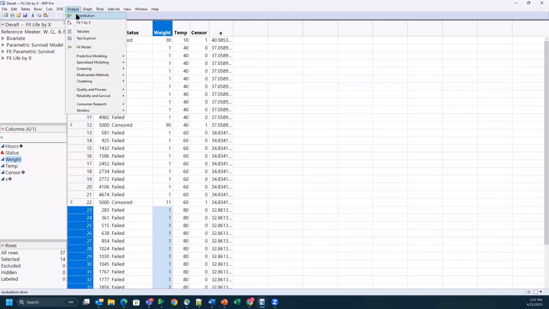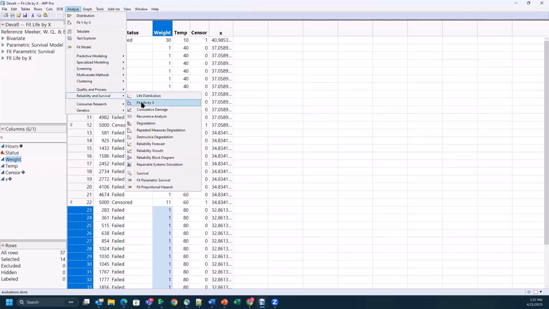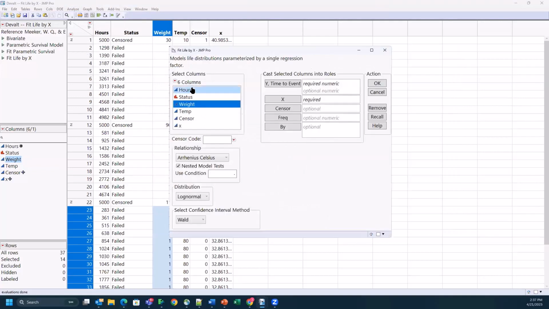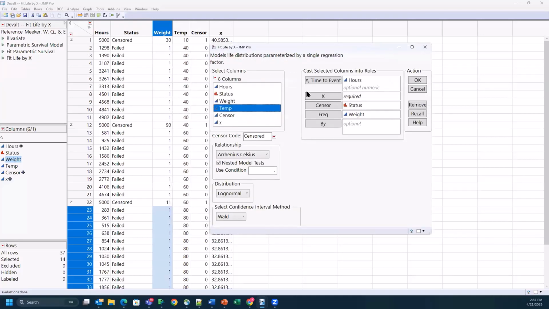We're going to go to Analyze, Reliability, and the second item down is Fit Life by X. This is our accelerated life platform. Our time to event is the number of hours that the motor lasted. The status is the censoring column. Weight is that multiplier, so I'm going to put that in as frequency. And temperature is our accelerator factor, so I'm going to put that in as my X.